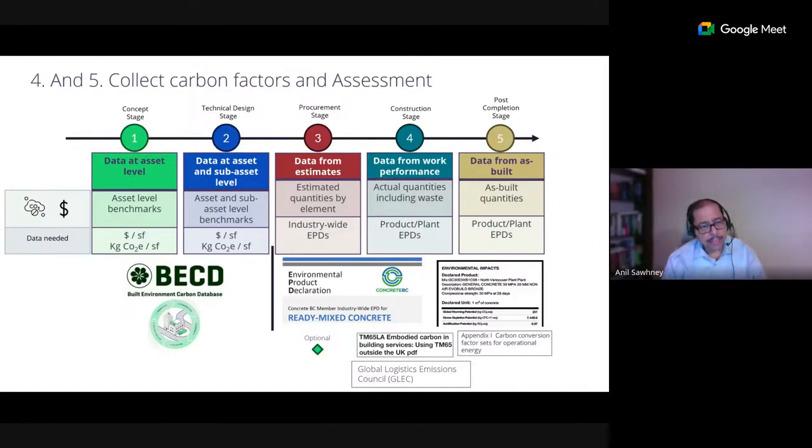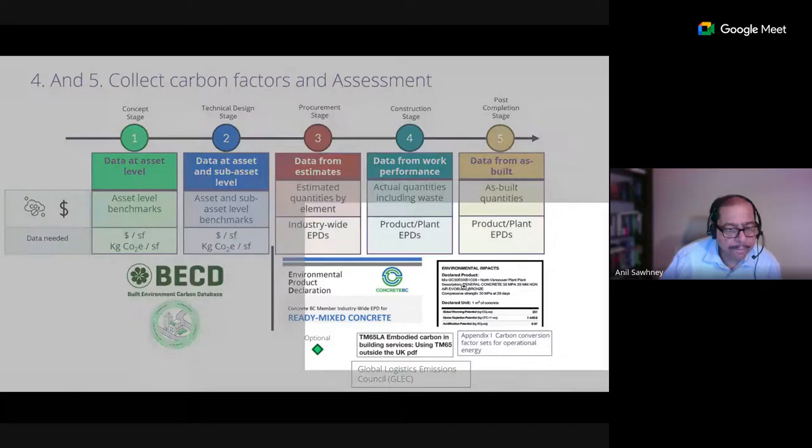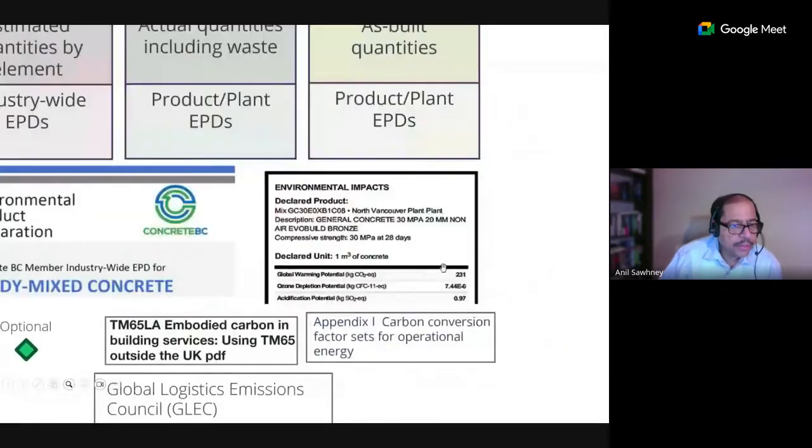But then, as technical design is completed, you now have much more information. At this stage, you need carbon factors. So if you knew you have 100 cubic meters of concrete in your project, and if somebody told you, like here, these are called EPDs, right?